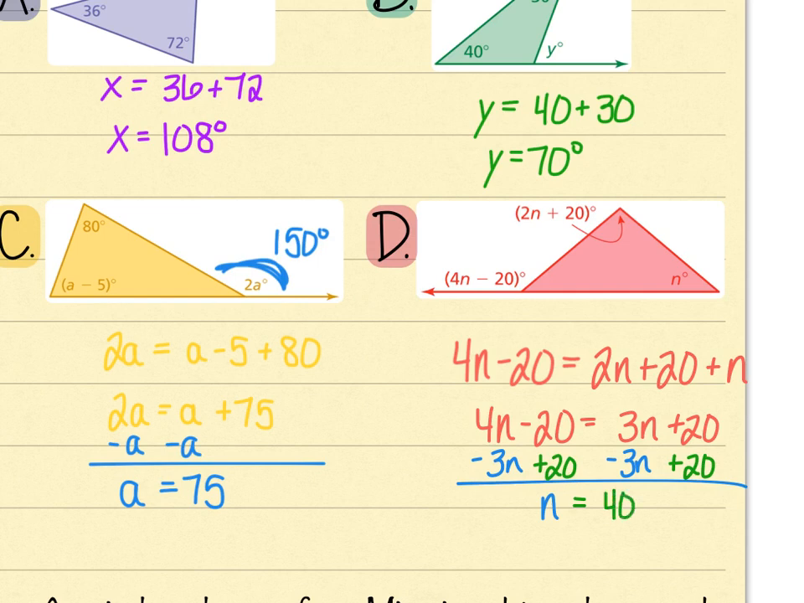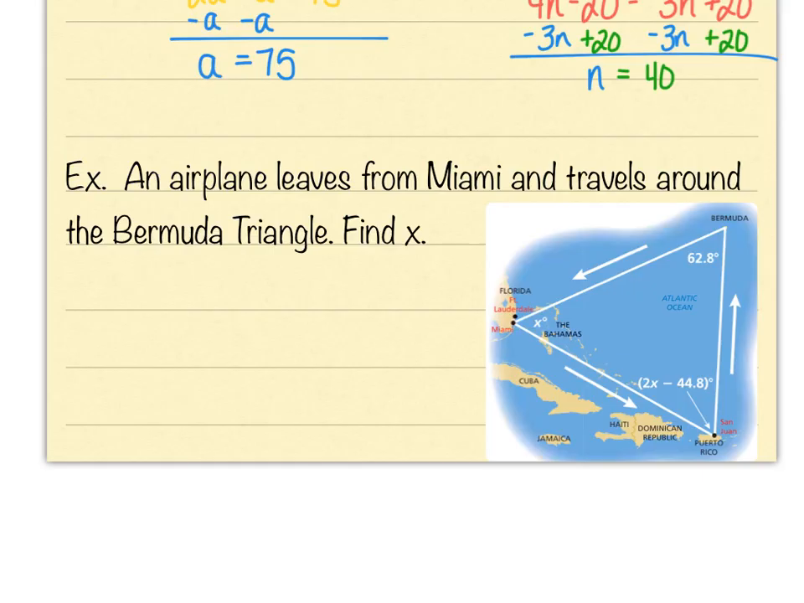So if n equals 40, I still have to find the measure of this exterior angle. So 4 times 40, I'm going to plug 40 in for n there. 4 times 40 is 160, and 160 minus 20 is 140 degrees. So my final answer is 140 degrees. All right, so let's review these two theorems we've talked about. We did the Triangle Sum Theorem and then the triangle exterior angle theorem.